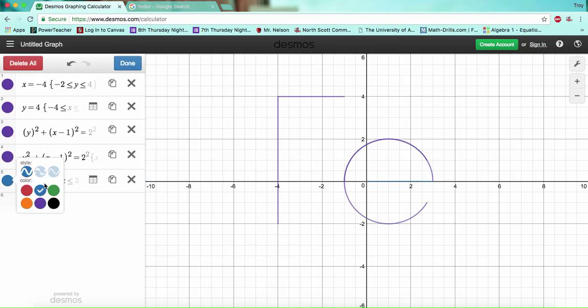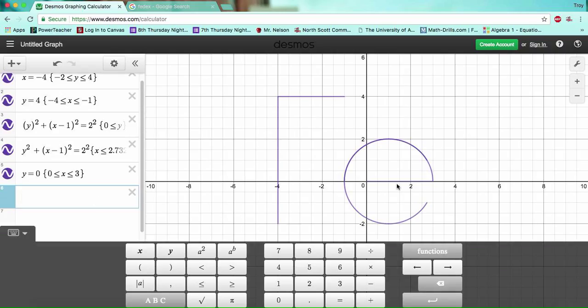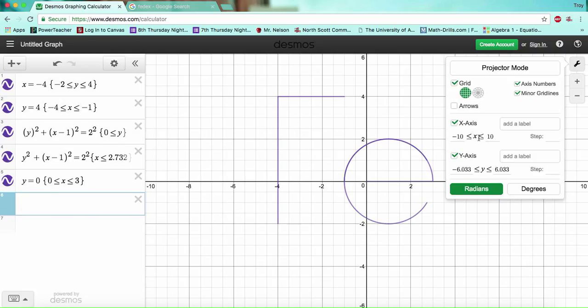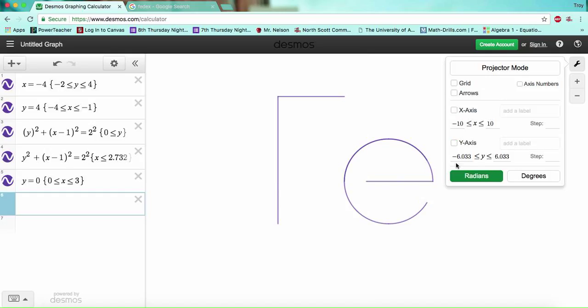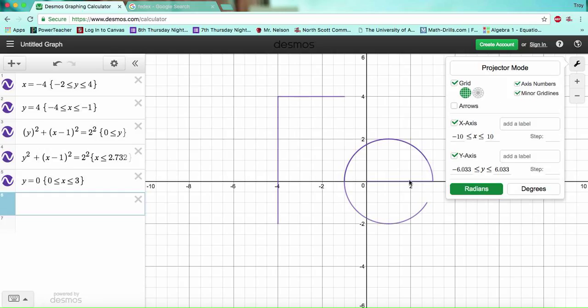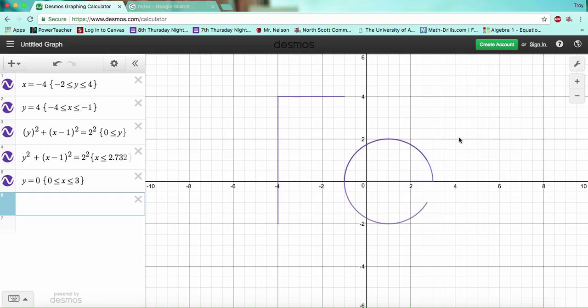And again, I can keep going back and forth, changing my colors as I need. And eventually, if you really want to start seeing your picture, you can take off the grid and the axes so that you can see just your picture, but it helps us to be able to see those. So I would keep them on until you're ready to finish your project.